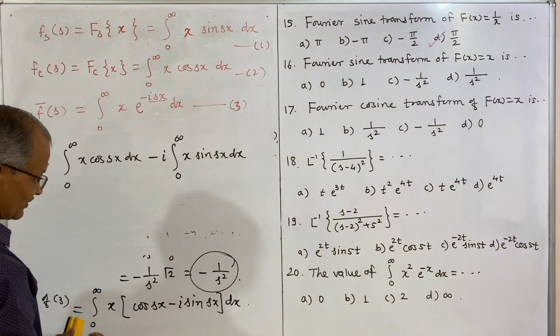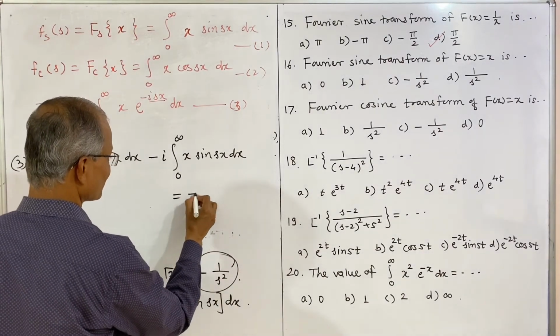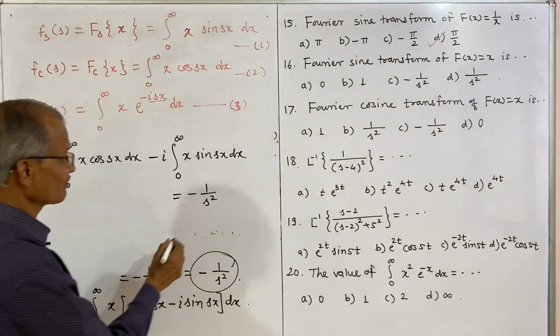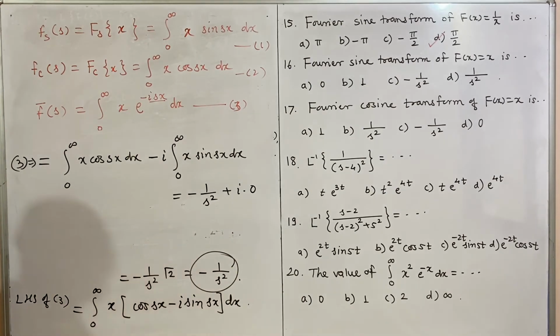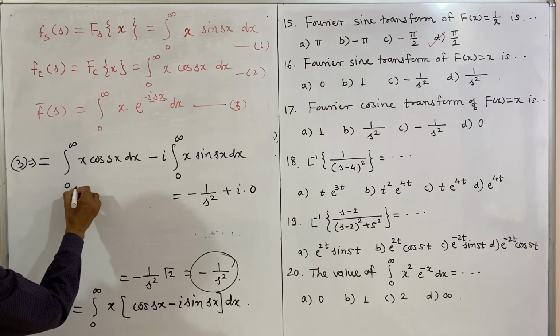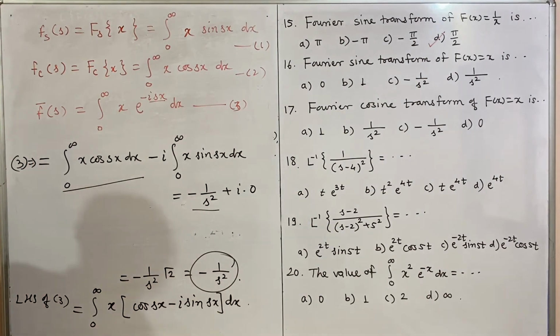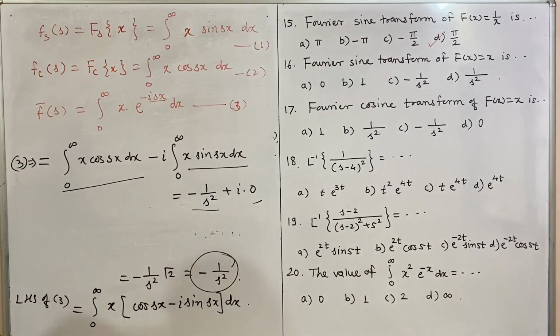This is the right side of 3, and minus 1 by s square we can write as minus 1 upon s square real part, and there is no imaginary part, i into 0. Therefore on either side we equate real part and imaginary part. So this integral is equal to minus 1 upon s square, and this integral is equal to 0. Those are the values of the first and second integral.